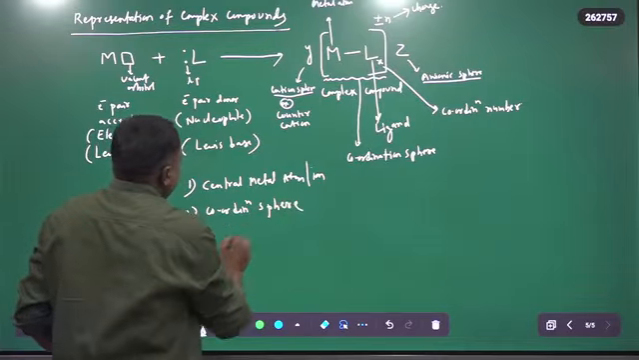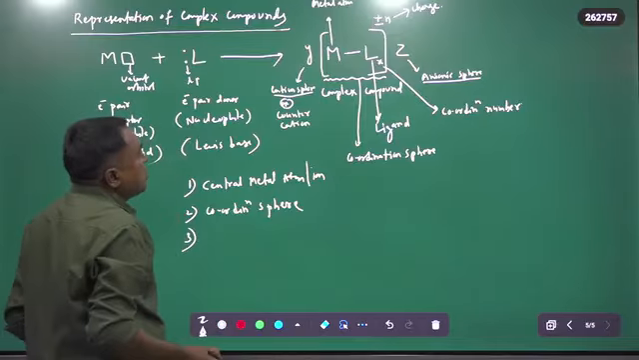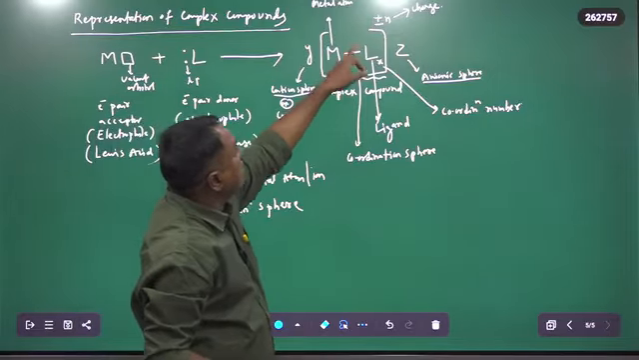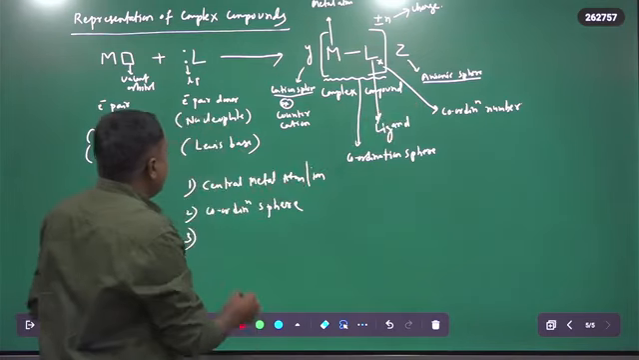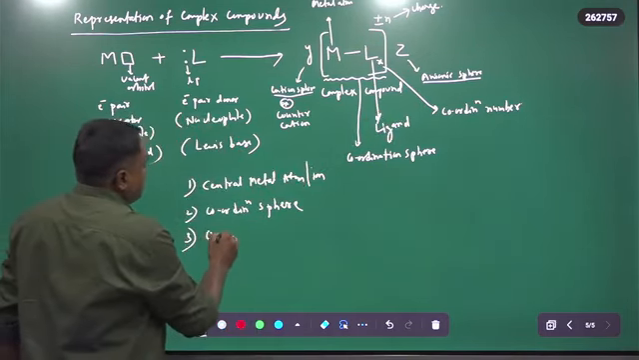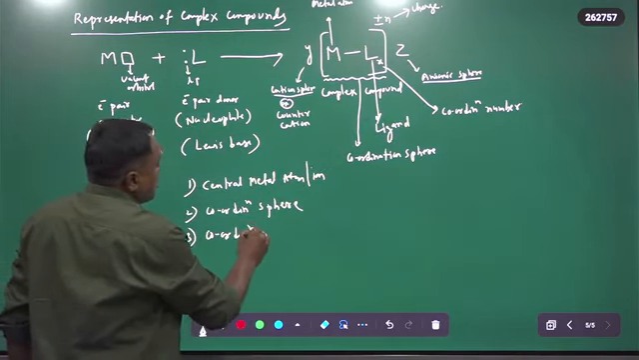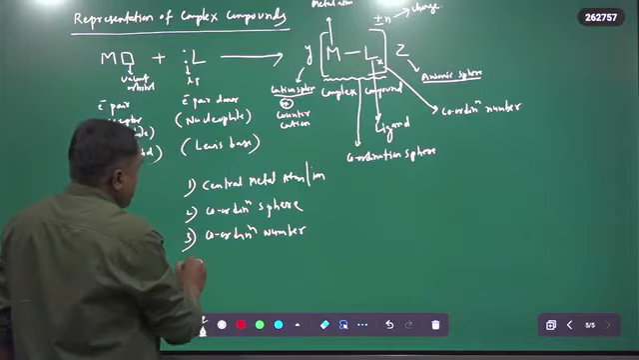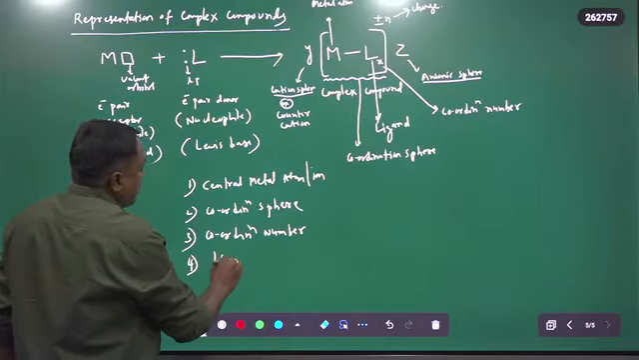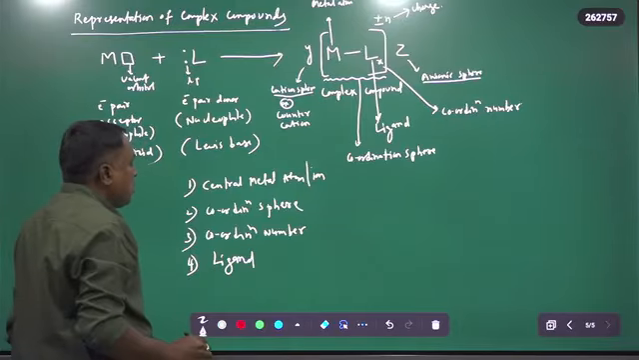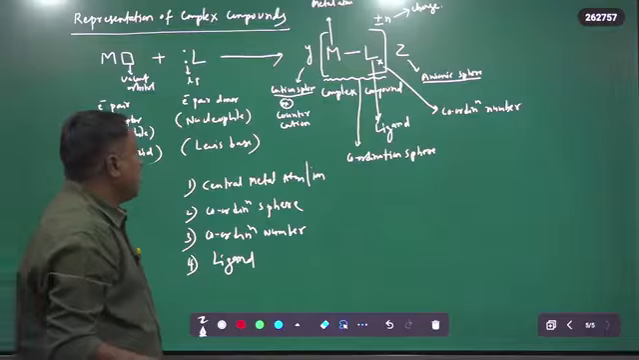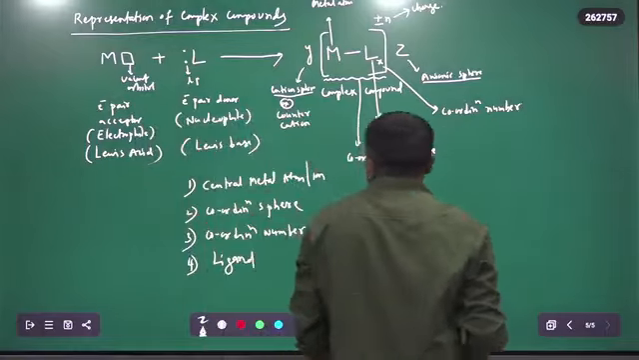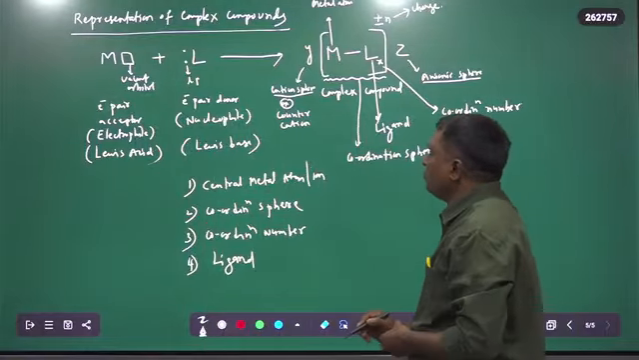These are the important terms used in complex compounds. The third is the coordination number, the third important term used in our topic. And the fourth, which is very, very important, is the ligand. What ligands are and their classifications we are going to discuss in this video.